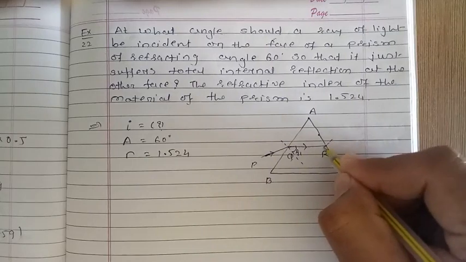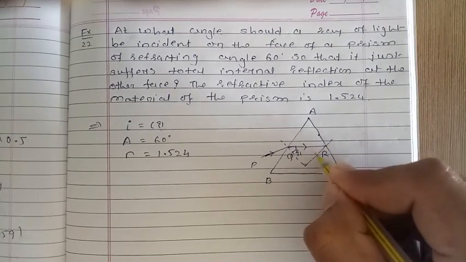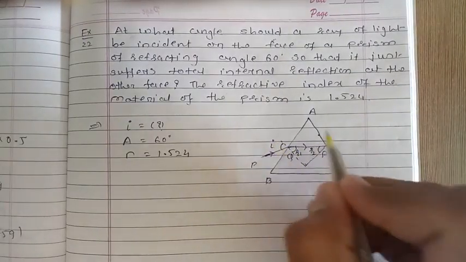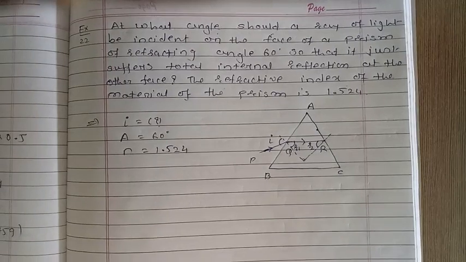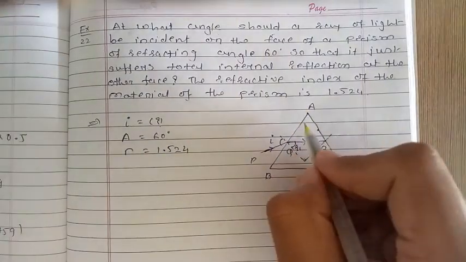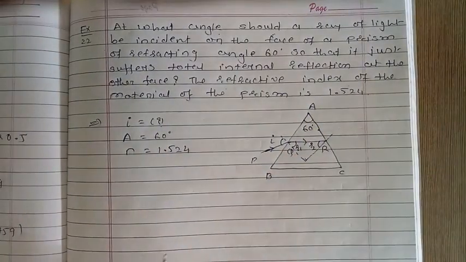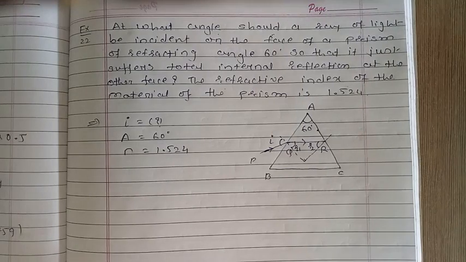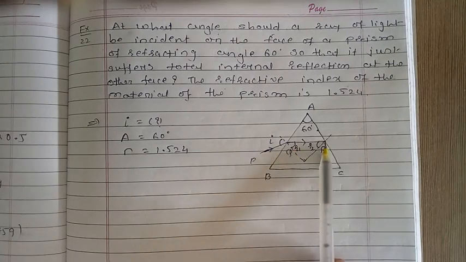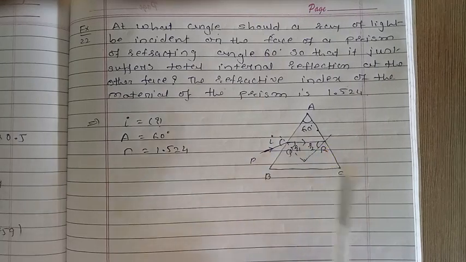So here our angle of refraction, this angle is r1, and here this angle is r2, right? This is our angle of incidence i, right? So here we have to find out the angle of incidence i. We know the prism angle, this prism angle is 60 degree, right? We know the value of the refractive index of the material of the prism. So we know that when the angle of incidence is greater than the critical angle, then total internal reflection takes place.